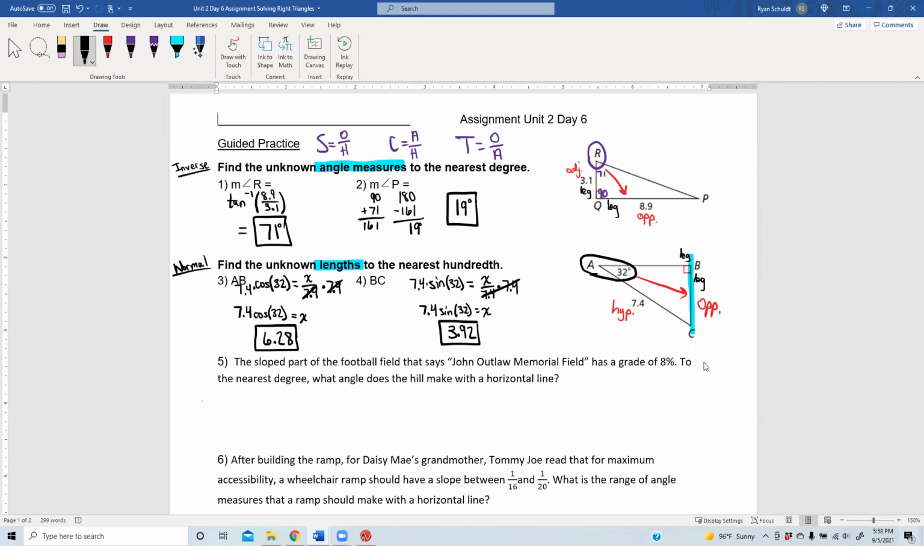This is like that switchback problem on the notes. They're talking about grades of hills. So remember, we have to turn this into a fraction. 8% is the same as saying 8 over 100, which is slope. So rise over run, 8 over 100. Go up 8 over 100. Here's our right angle. This is what we're trying to find.